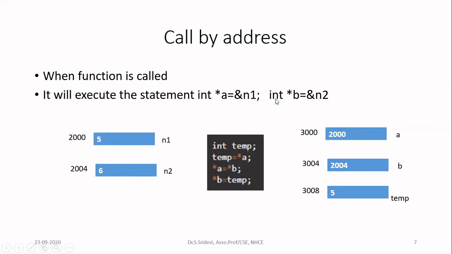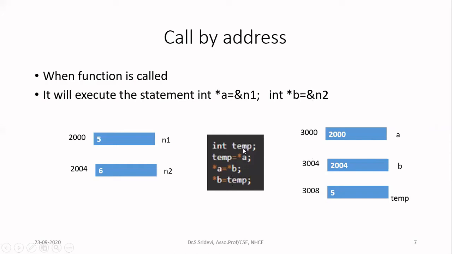After that, when the statement int *b = &n2 is executed, it will again allocate memory for one more pointer variable. Now here I am assuming that the pointer variable is occupying 4 bytes. That's why I have written 3004. It is allocating memory for the pointer variable b, and since I have given &n2, the address of n2, which is 2004, will be stored. Okay, now let us see the body of the function.